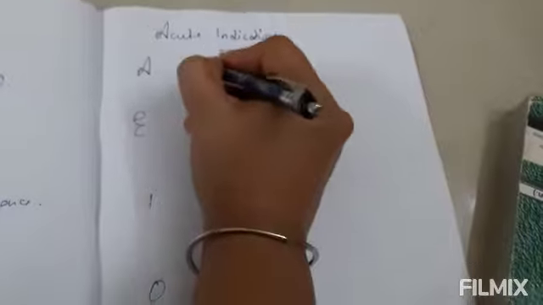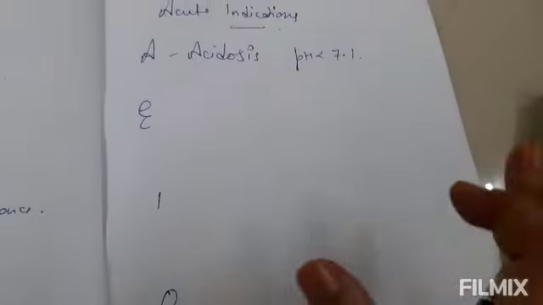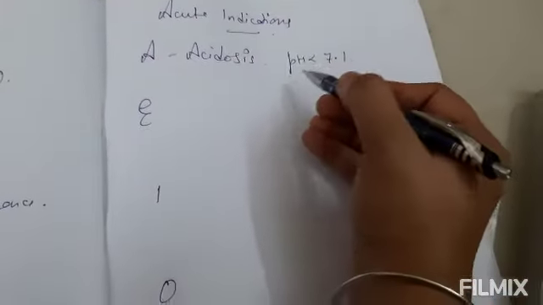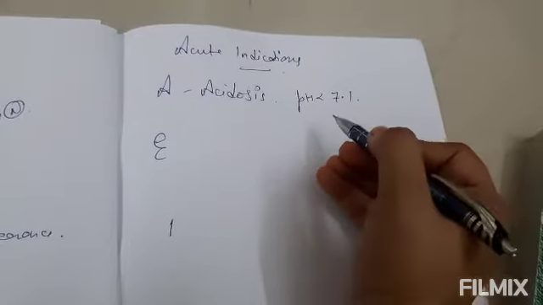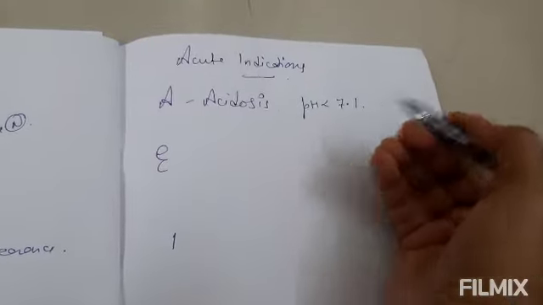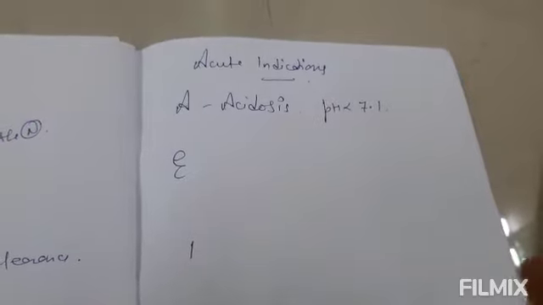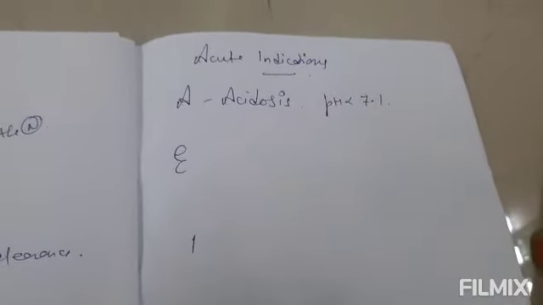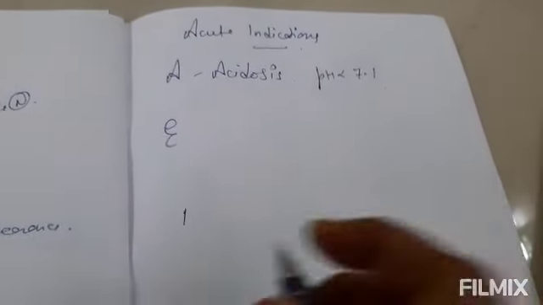The A means acidosis. So when the pH level is less than 7.1, the patient is in acidosis. This can also be seen when the patient is having deep and fast respiration. When the respiratory rate becomes very fast and deeper, we can say the patient is in acidosis, because we all know that metabolic acidosis is compensated by the respiratory system.